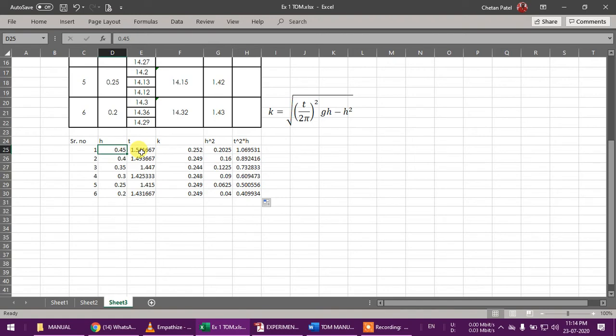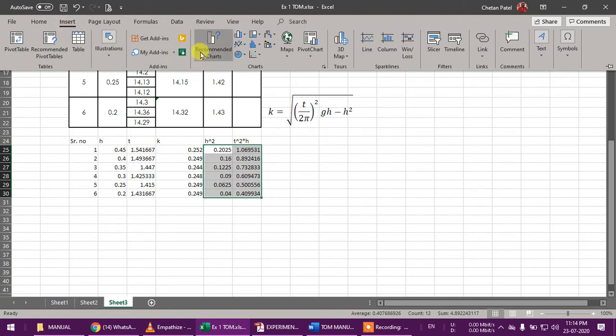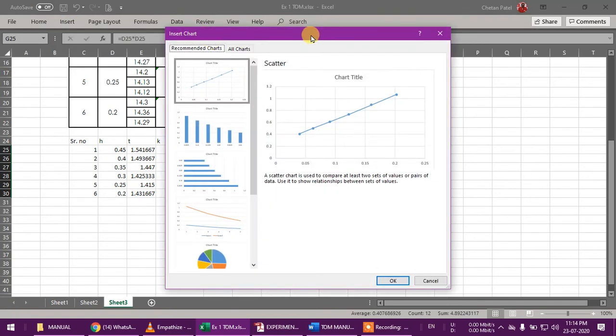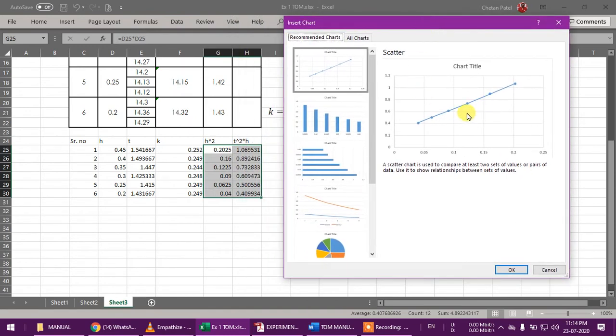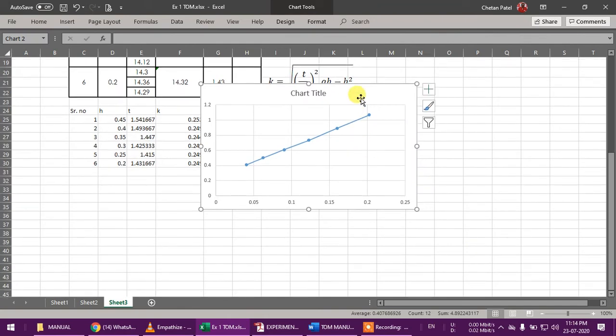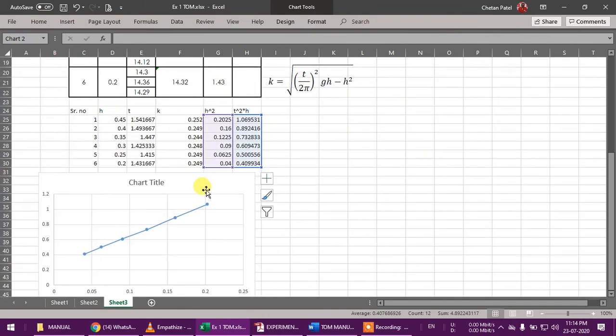Now to plot the graph is very easy in Excel. Just we need to select those values in which the first column is x, second column is y, and go in insert and go to recommended chart. So Excel will automatically suggest that this is the graph which is most suitable for you, and just press OK, and the graph is ready. See, this is the graph between t square h versus h square, which should be linear as we already know.